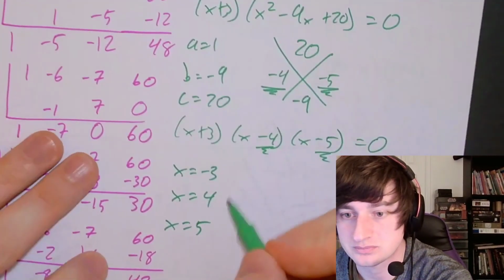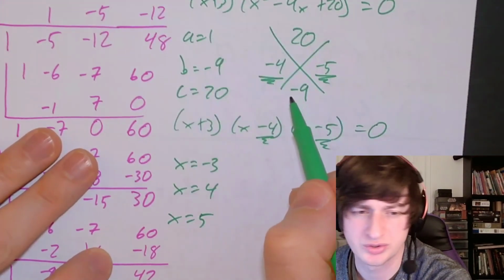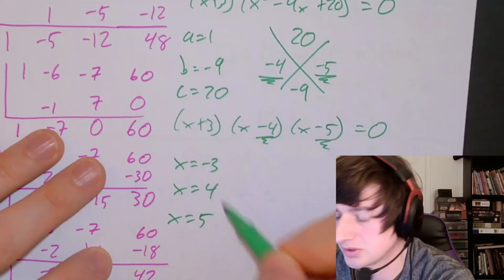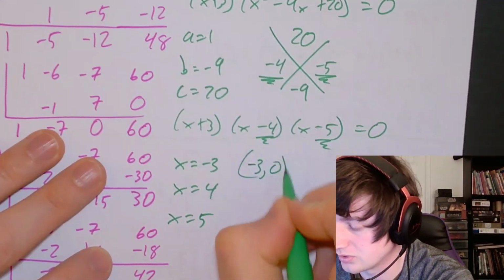So find one factor, then use quadratic factoring or some other method, but likely quadratic factoring, to find our solutions, and then we get our coordinate points.